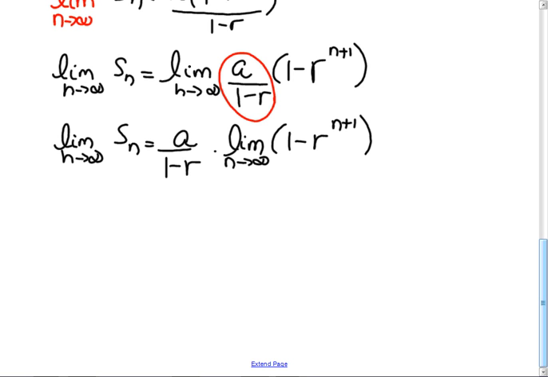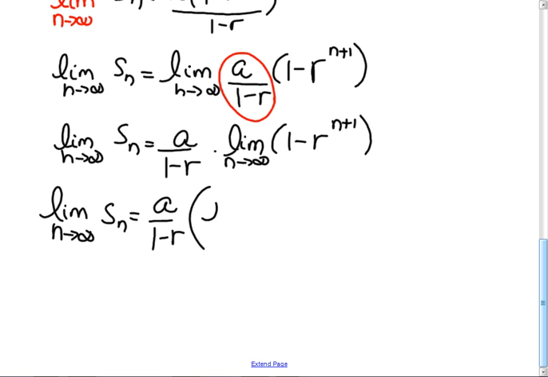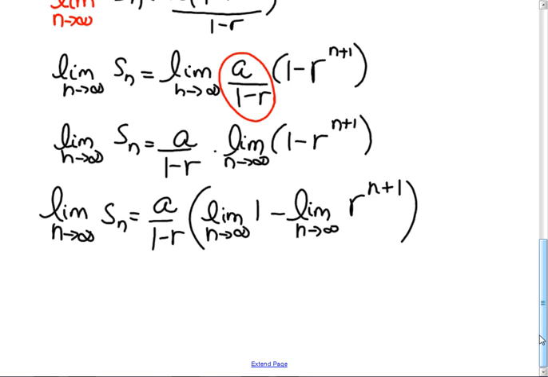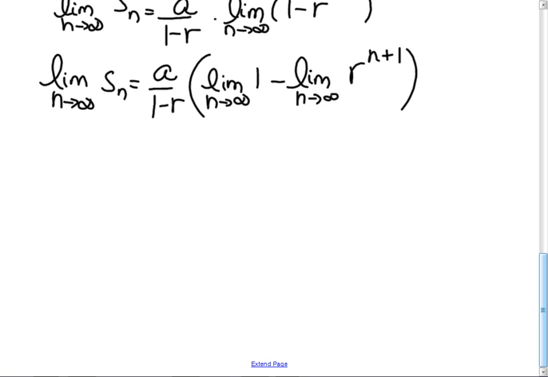Yeah, I can. So the limit as n goes to infinity of S sub n is equal to (1 minus a) over (1 minus r), times the limit of 1. What's the limit of 1? 1 minus the limit as n goes to infinity of r to the n plus 1. So I think I want r to the n. I don't think it really matters. Okay, what do I want? I want to pick r values so that this goes away.